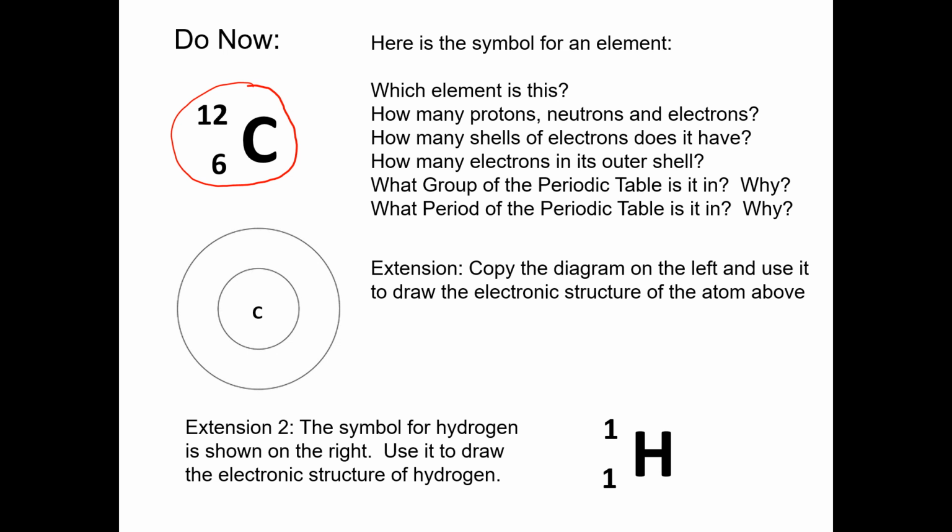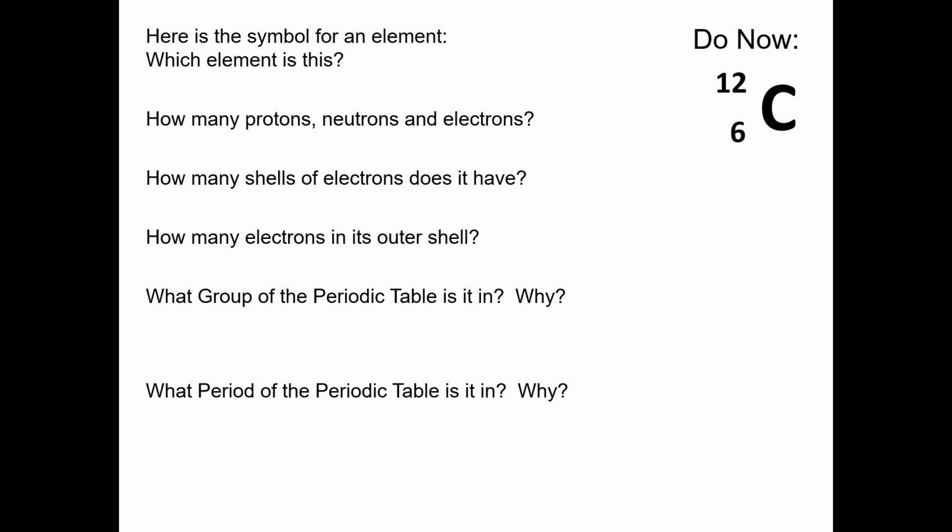Okay, hopefully you didn't find that too difficult. It's something which needs a bit of practice, but let's see how we have got on. Hopefully you know or you found that this element is carbon. So if you've written the word carbon, give yourself a tick. How many protons? Well, this bottom number is what we call the atomic number or the proton number. So the number of protons is 6.